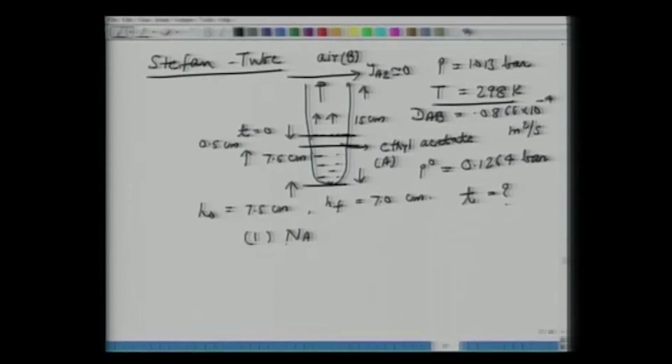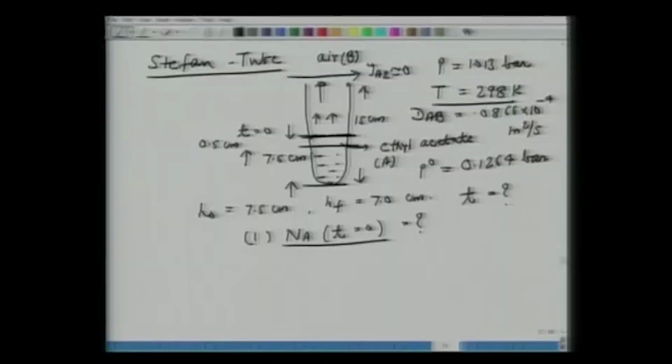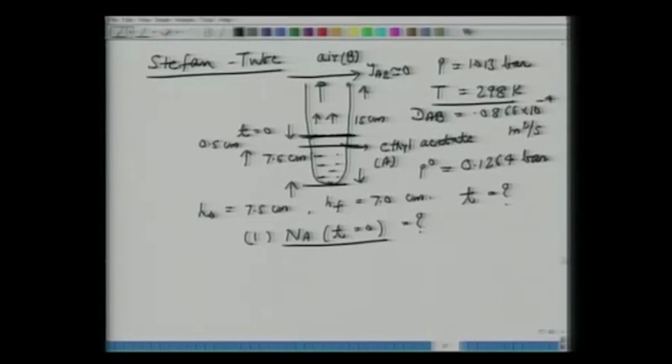First question is what is the molar diffusion flux at t equal to 0? So at t equal to 0, when the level was 7.5 centimeter, half filled, what was the molar flux? When you have these questions, that means molar flux changes with time. If you recall the expression which we developed, it's meant for a steady state. We assume that there is a steady state and then we obtain the expression for diffusion flux. Here the question is at t equal to 0, what is the diffusion flux? That means after some time this diffusion flux is going to change. So it's dependent on time now, right?